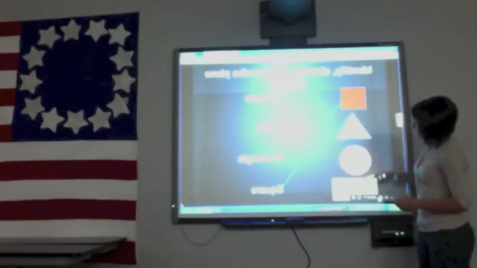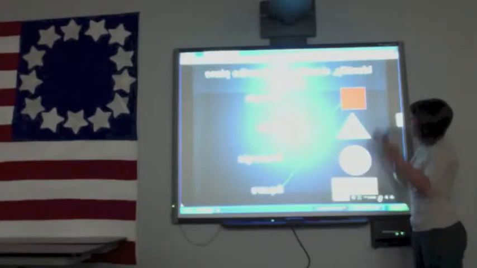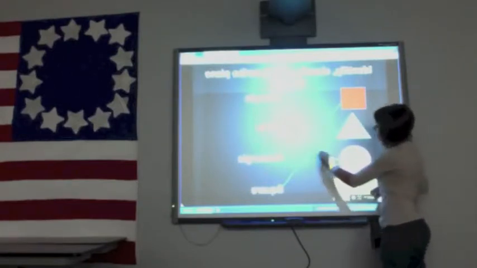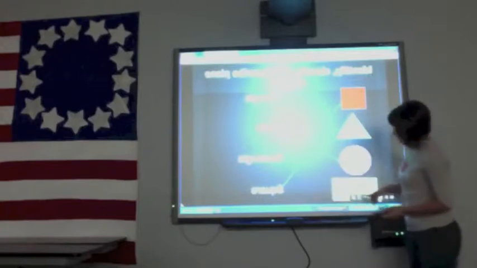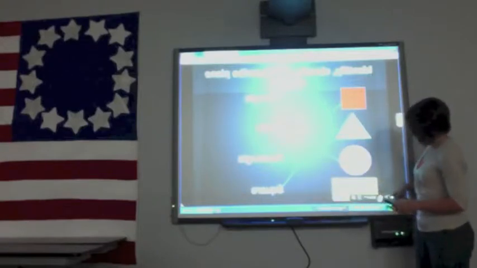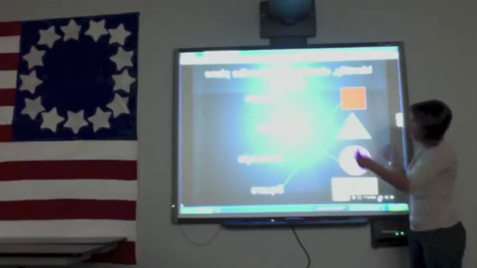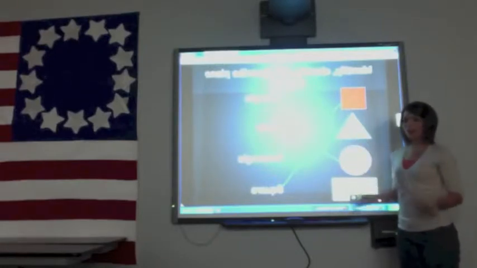And this is round. It has no sides or corners, and so it's a circle. So we would draw a line and connect it to the circle. And then our last shape, using process of elimination, would be our rectangle, because it has 4 sides, but they're not equal, so it's a rectangle.